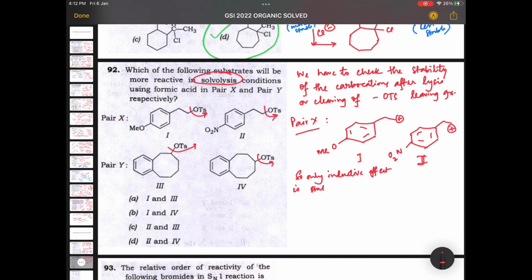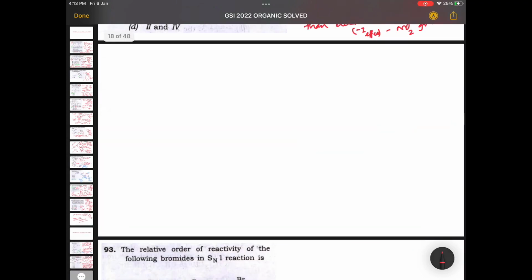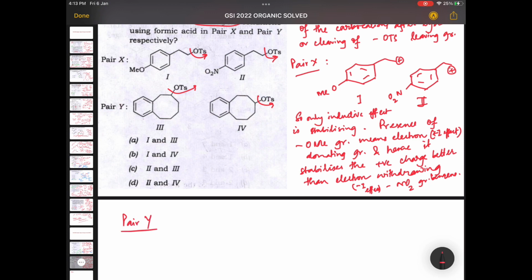But the presence of OMe as an electron donating group in the benzene ring actually causes benzene to have a little bit of plus I effect, which actually stabilizes the carbocation a little bit more, whereas NO2 being an electron withdrawing group is completely using the minus I effect on the benzene ring, so minus M effect on benzene ring, and this minus M effect causes the benzene to become much more electron withdrawing, hence the carbocation is not stabilized. So for pair X, 1 is the most stable. And let us see what happens for pair Y.